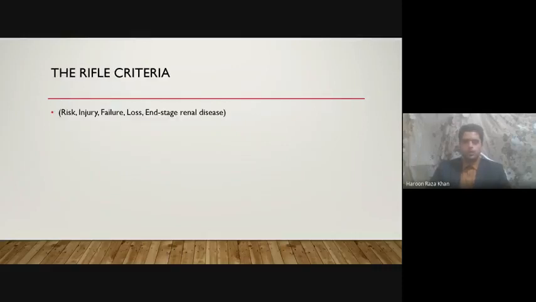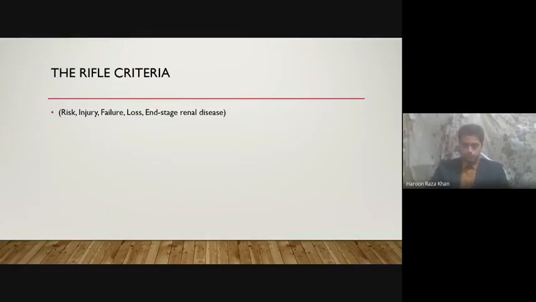Now we will talk about an important criteria that is associated with classifying this acute kidney disease or injury. That is the RIFLE, or also called the rifle criteria. R is for risk, I is for injury, F is for failure, L is for loss, and E is for end stage renal disease. So let us talk a bit more about this rifle criteria.